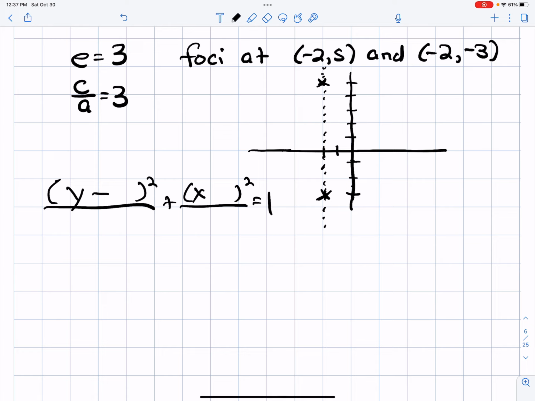Since our center is halfway between, we know that our x coordinate is -2, so minus -2 becomes +2. And then our y coordinate, we've got what, 1, 2, 3, 4, 5, 6, 7, 8 units. So 1, 2, 3, 4 units is halfway in between. So our center is there at -2, 1. So y minus 1 squared.